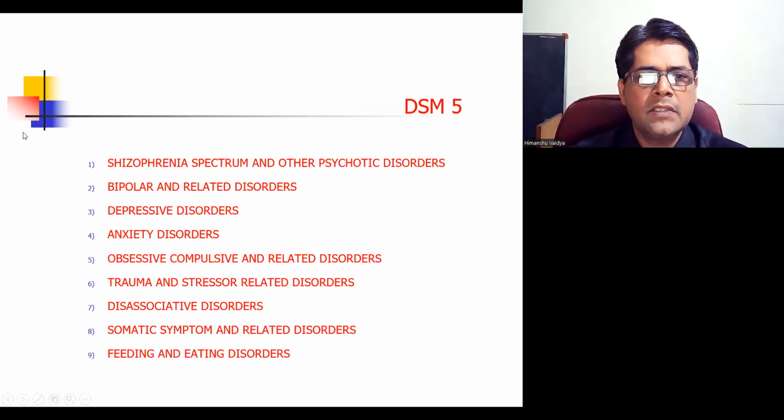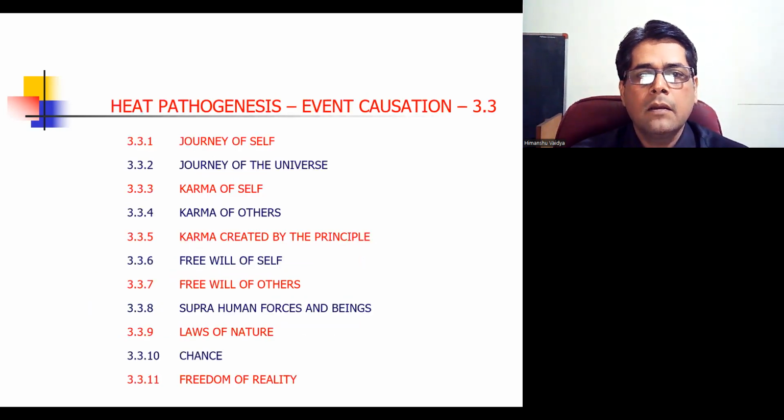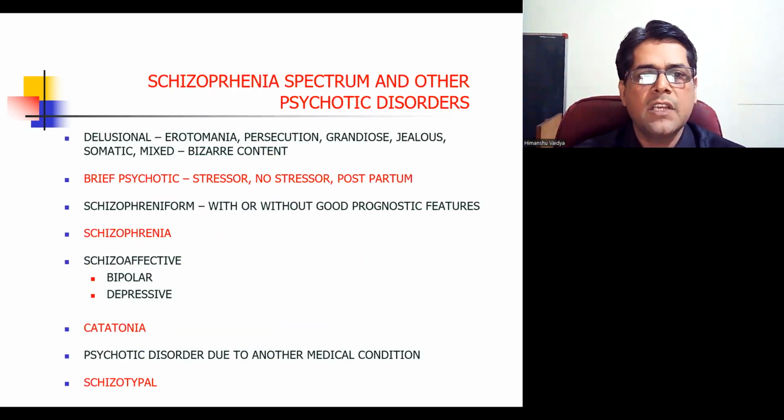Which are the 17 chapters? These are the ones: schizophrenia spectrum and other psychotic disorders, starting from chapter 2 of section 2 and going on with a few omissions in between, to paraphilic disorders. So these are the 17 chapters of DSM to which we will apply the event causation model. So let us go one by one into the chapters.